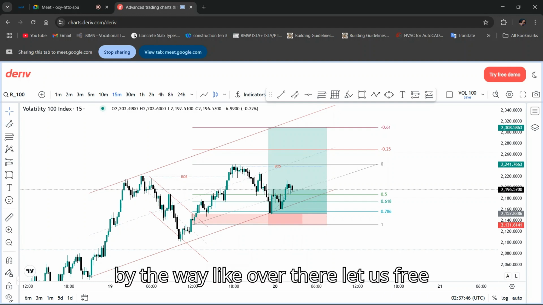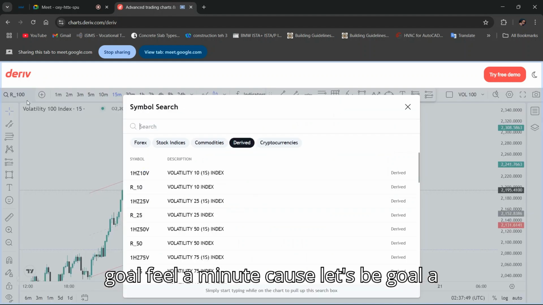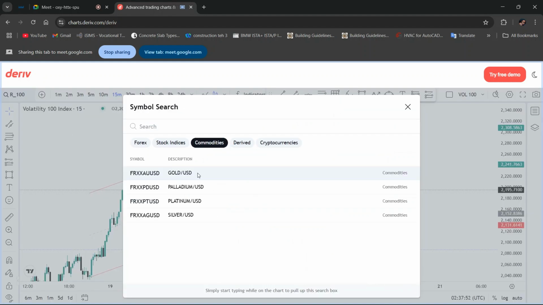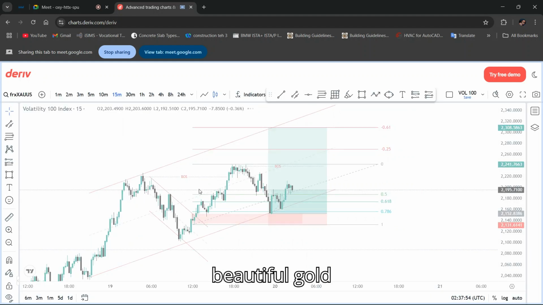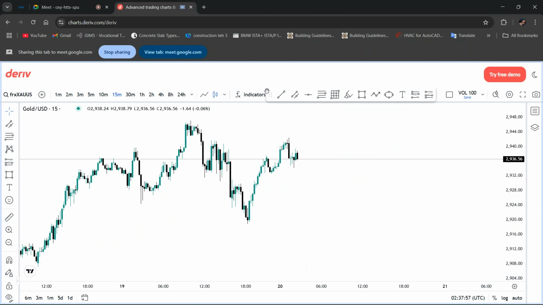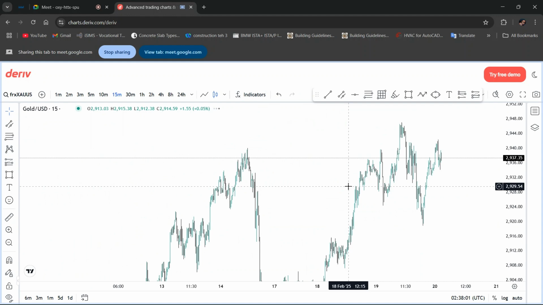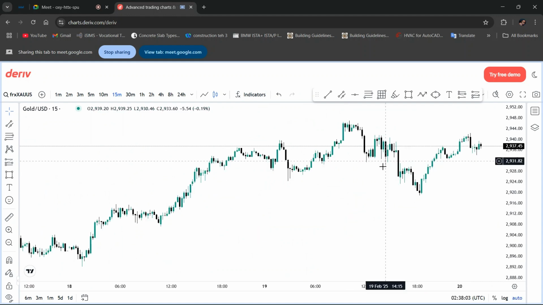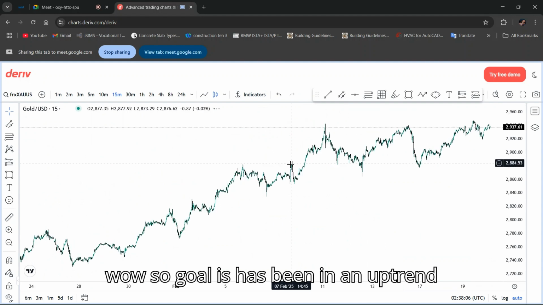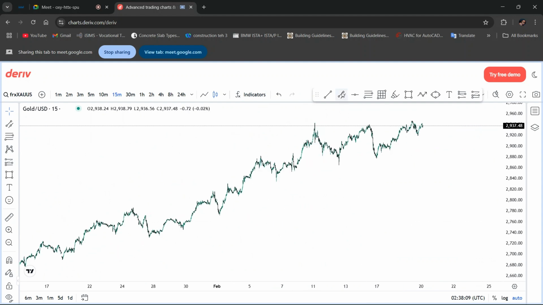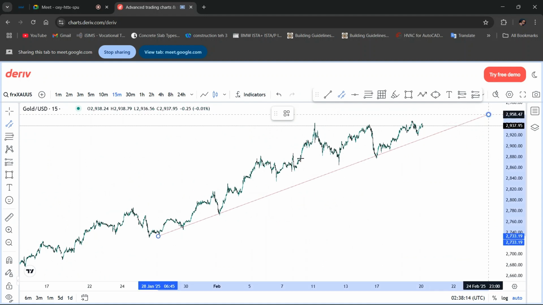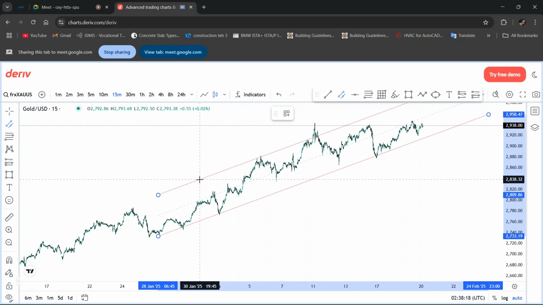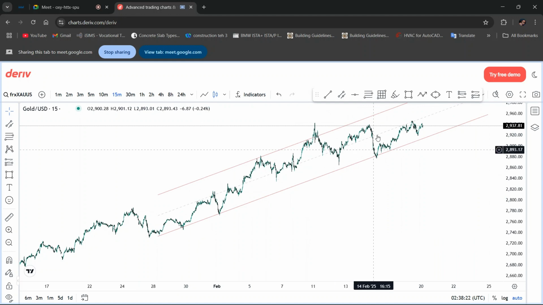Let us look at gold for a minute. Let's look at gold. Beautiful gold. Beautiful gold. Wow. So gold has been in an uptrend non-stop. It has been in a non-stop uptrend.